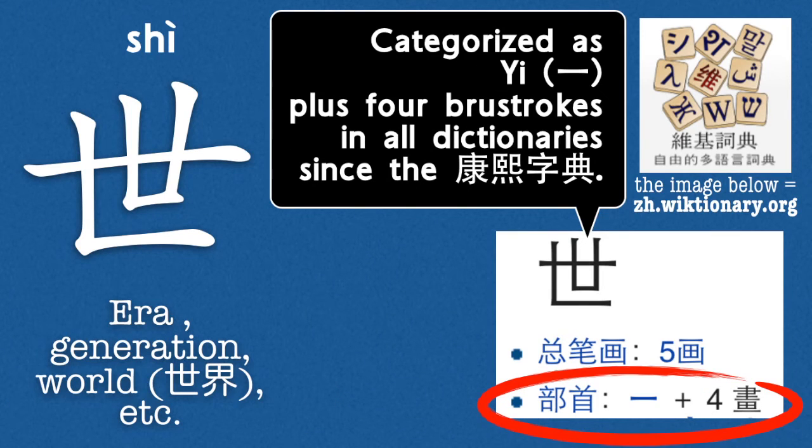Shi, the symbol on the left, has ended up categorized under the numeral 1, the single brushstroke. Just looking at the characters, it would be impossible to guess that the radical was the horizontal line in the middle of it.